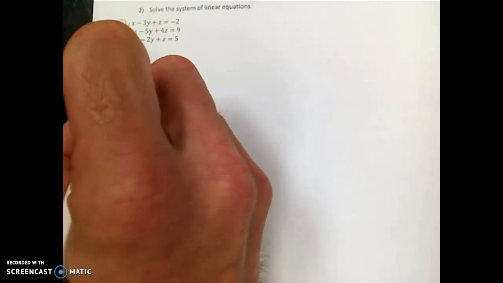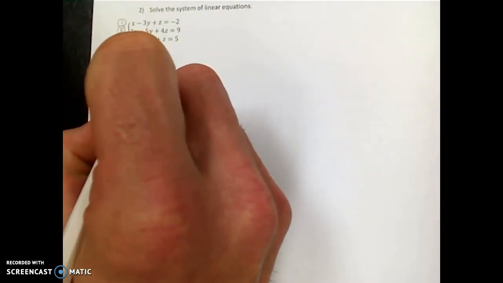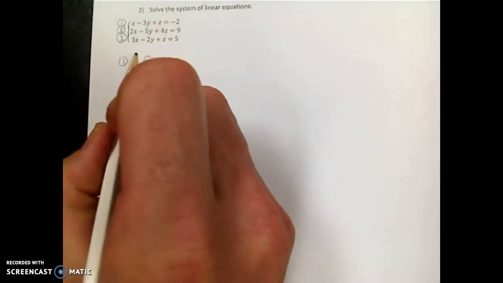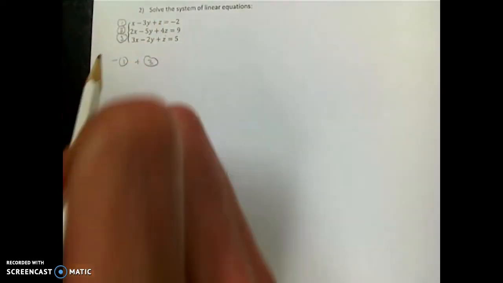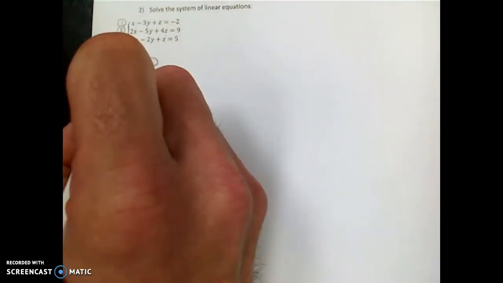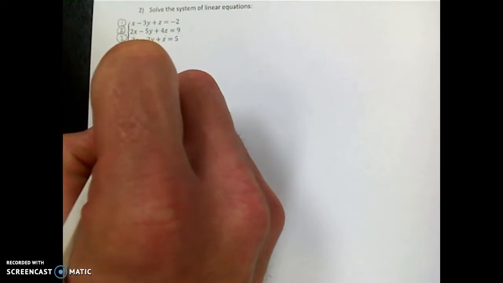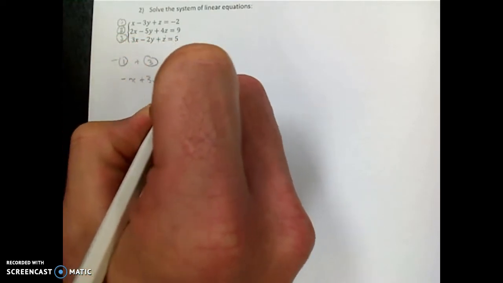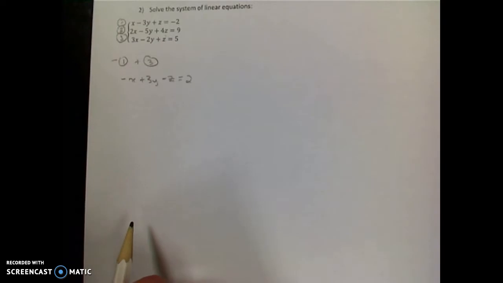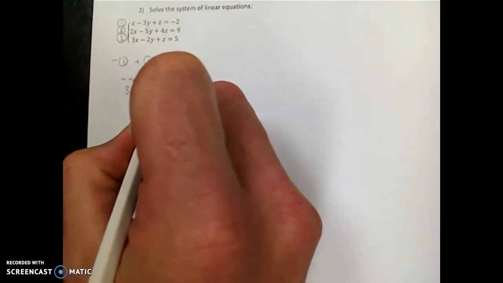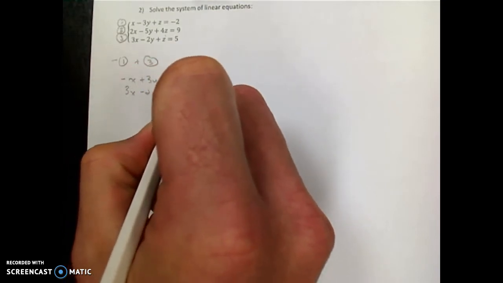So I'm going to take equation 1 and equation 3 and add them together. Only difference is I want to go ahead and reverse the signs on equation 1. So the opposite of x plus 3y minus z equals 2. Let's add that to equation 3: 3x minus 2y plus z equals 5.